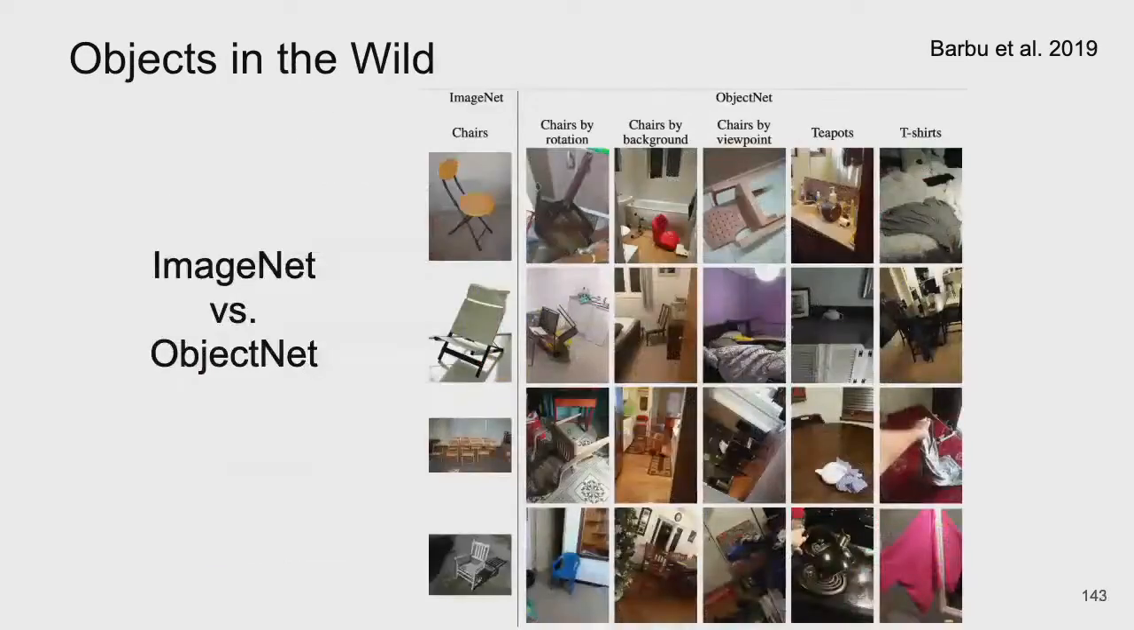Also, there's this gap between objects that look good and objects in the wild that blind people would take. If you ask about the color of the shirt, this is the picture that you're probably going to get, and you're not sure whether this is a shirt. Even simple things like rotation, background, and viewpoint, the models are not doing very well on.